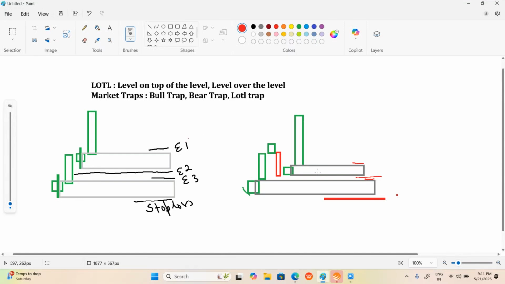If we take entry number one, what are the benefits? First benefit is that our entry will not get missed, but unfortunately we will not get a favorable risk reward ratio, and it will be hard to get 2:1.